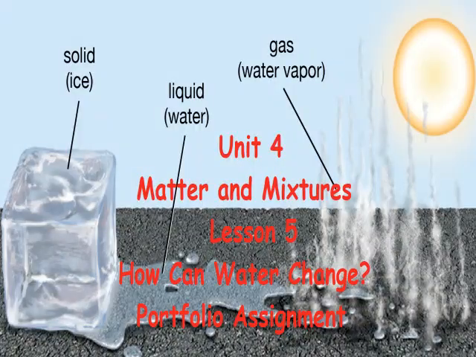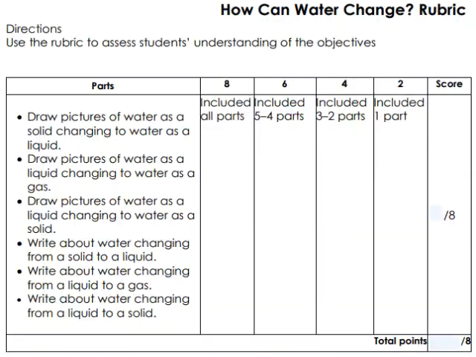Today, I'll be talking about the Unit 4 Matter and Mixtures, Lesson 5 How Can Water Change Portfolio Assignment. This is a science assignment that you'll complete at home with your learning coach and turn into your teacher for a grade. In this assignment, you were talking about the three states of matter: solid, liquid, and gas. Let's go over our rubric so we know exactly what you need to do to get the best grade possible.